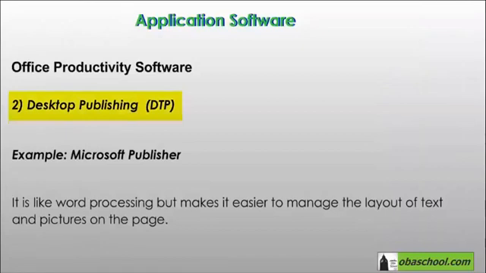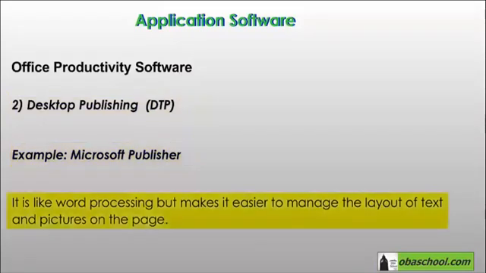Now let's look at another office productivity software, the Desktop Publishing, DTP. An example is the Microsoft Publisher. It is like word processing but makes it easier to manage the layout of text and pictures on the page. Let's look at an example together to understand it further.